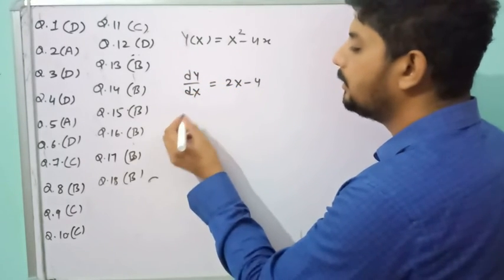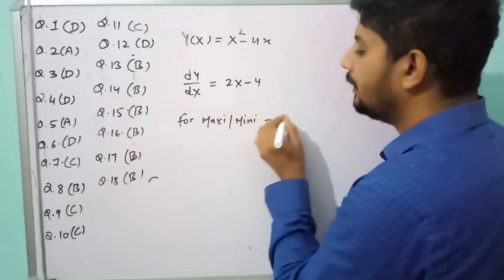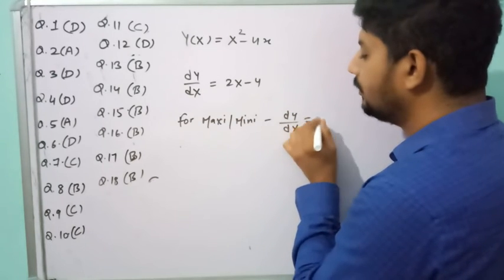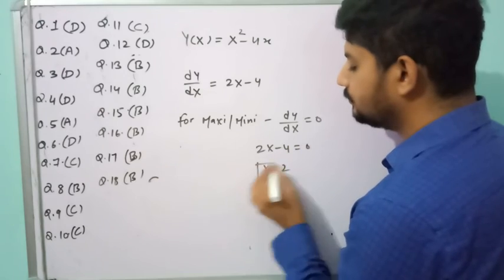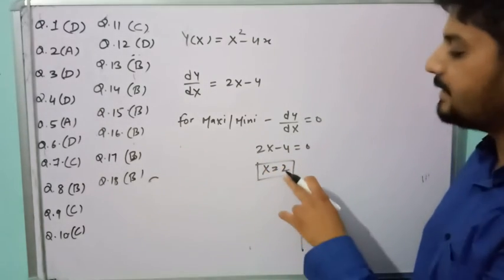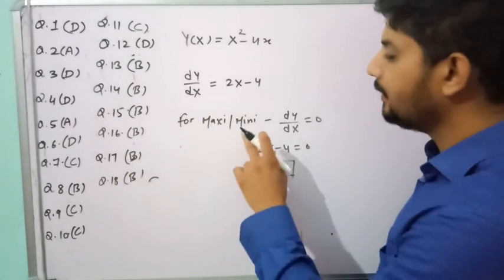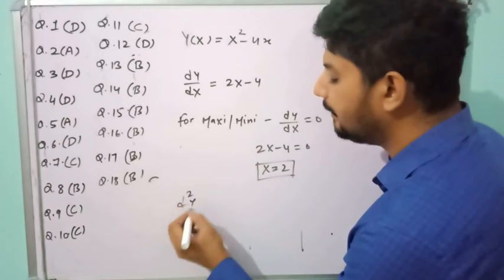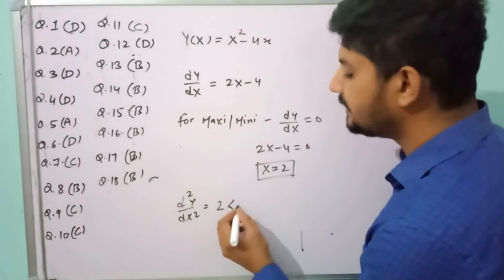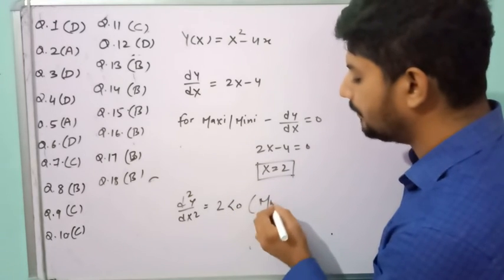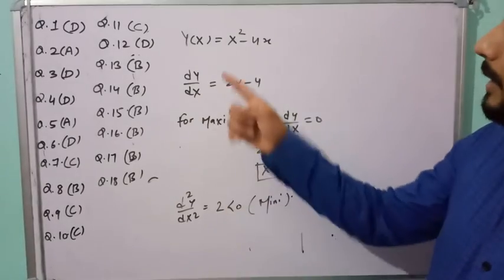For maximum minimum, what you will do, dy by dx is equal to 0. So this will be 2x minus 4 is equal to 0. So x is equal to 2. That means at x is equal to 2, this function is going to give you the minimum value. Why is it giving minimum only? For that you can do the double differentiation test. So in double differentiation, this will be 2. So 2 is greater than 0, so this will give you the minimum. Okay, so at x is equal to 2, this function is going to give you the minimum value.